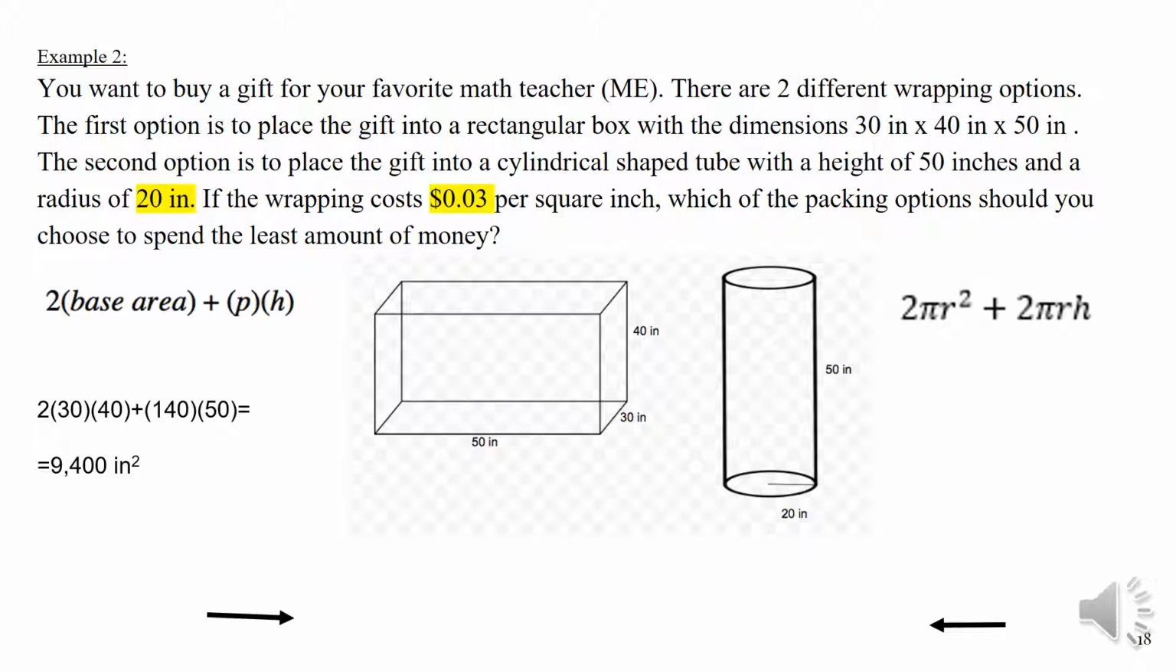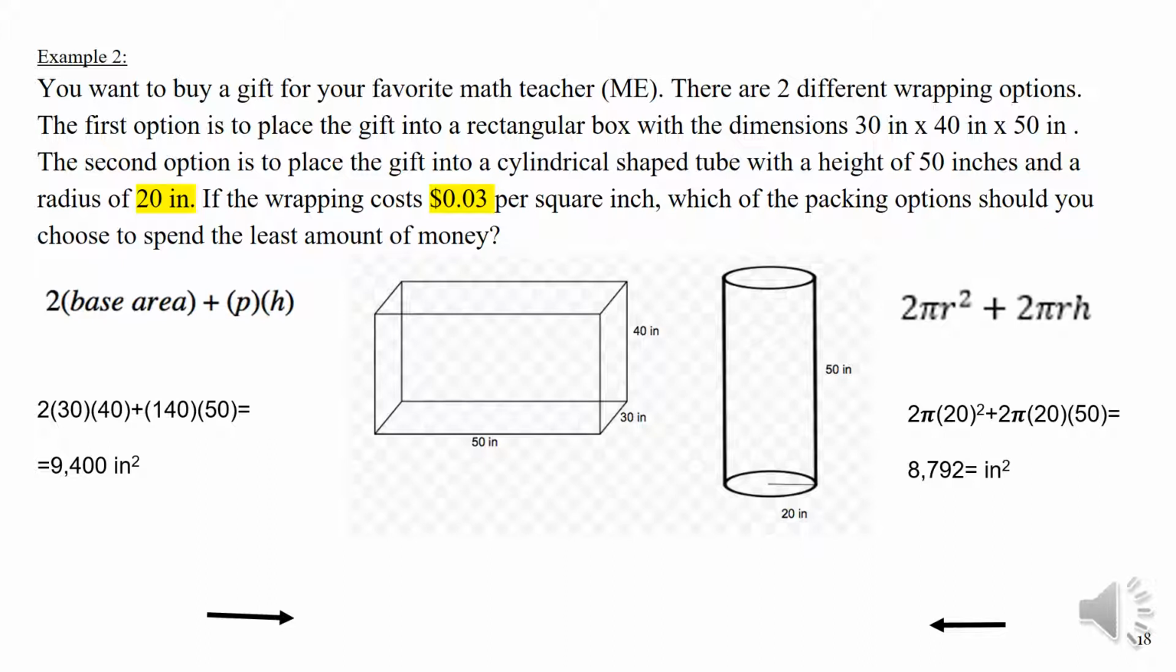Now for the cylinder, I've got 2 pi r squared plus 2 pi r h, and those numbers are a little more obvious to plug in, and I get a surface area of 8,792. So already, without calculating how much money I'm spending, which one would I spend the least amount of money wrapping, and why? If you are thinking the cylinder, because the surface area is smaller, then you are correct.